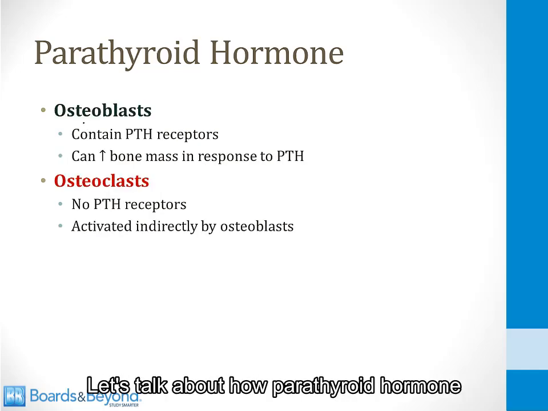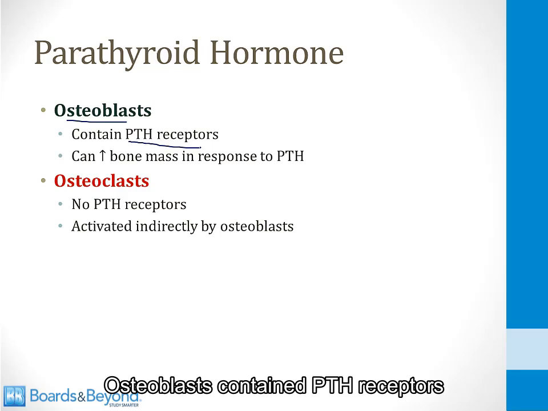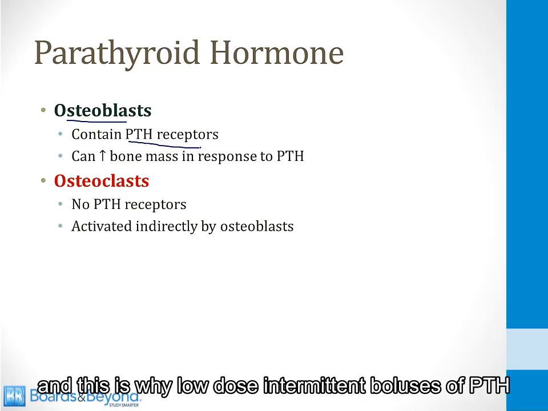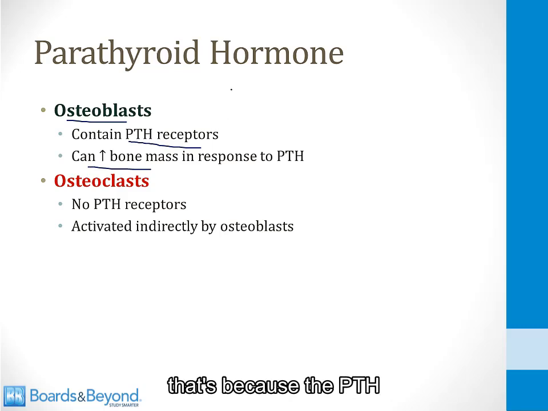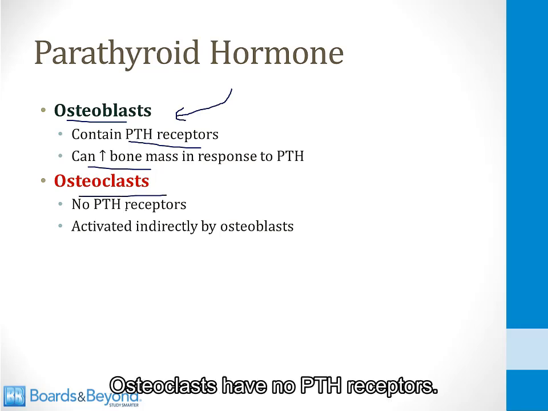Let's talk about how parathyroid hormone affects the different cell types in bone. Osteoblasts contain PTH receptors, and this is why low-dose intermittent boluses of PTH can increase bone mass. That's because the PTH can directly stimulate the osteoblasts. Osteoclasts have no PTH receptors.